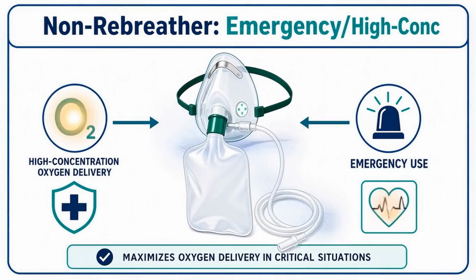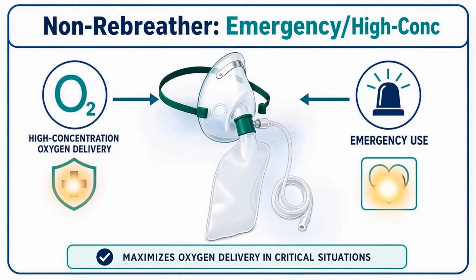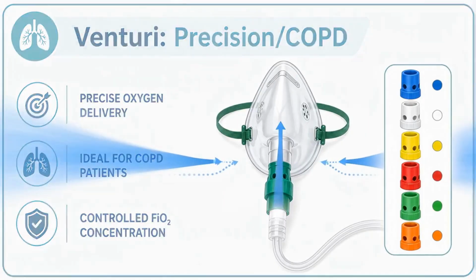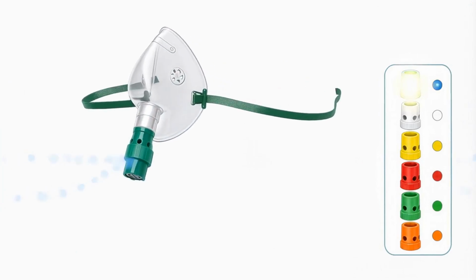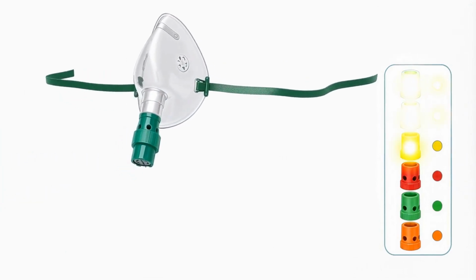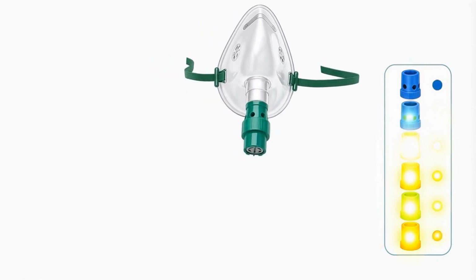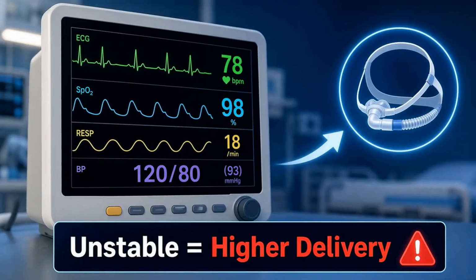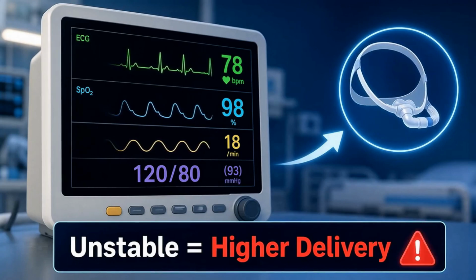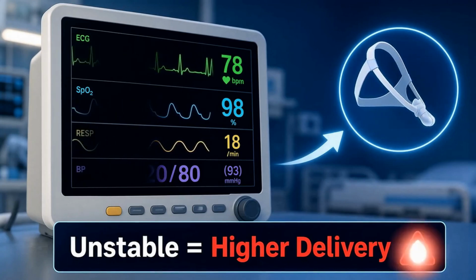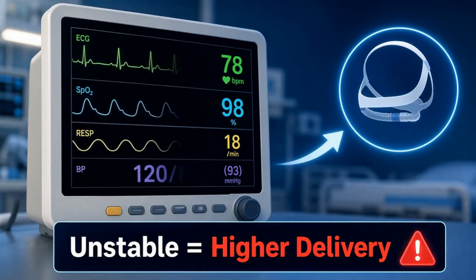It provides the highest concentration for patients who are critically unstable or in shock. The Venturi mask is for precision. It is the gold standard for COPD patients who require careful, specific oxygen delivery levels. Another helpful NCLEX clue is that unstable patients almost always require higher oxygen delivery devices to maintain their vital signs.